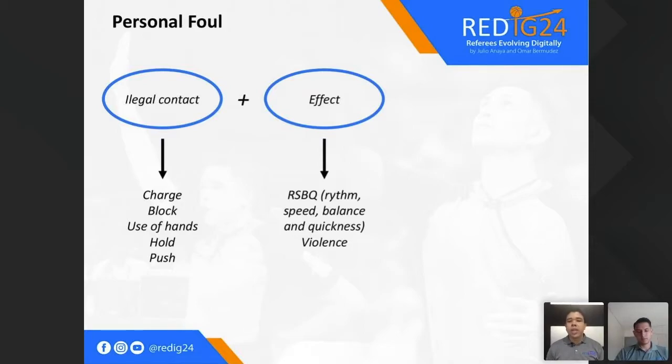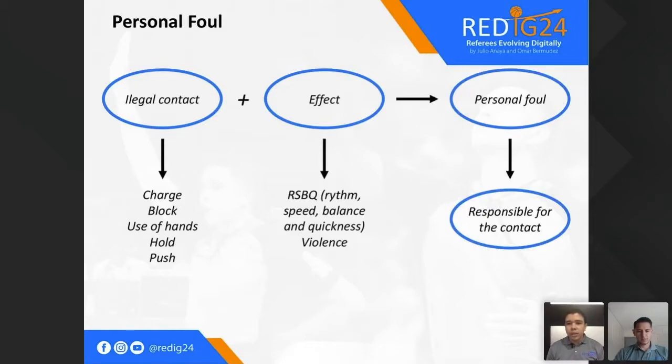If you think that doesn't affect the RSBQ, the player receiving the contact can at some moment get frustrated and react to that contact. Then we can have a personal foul, avoiding a reaction, and then we need to call a double foul or any other type of situation. So when we have this match, the legal contact plus the effect is a personal foul.